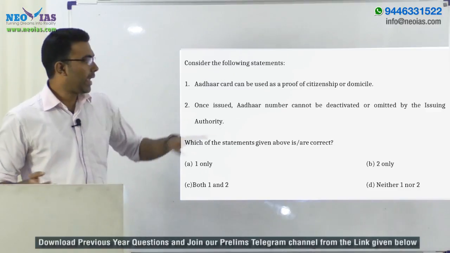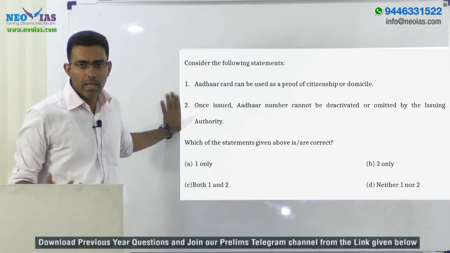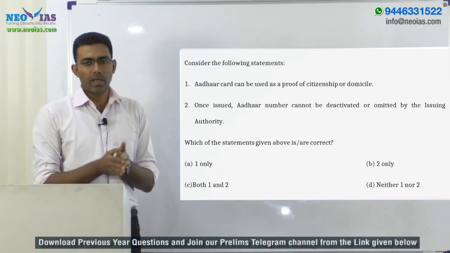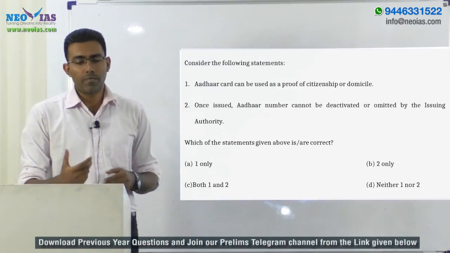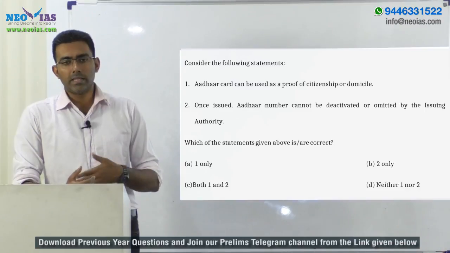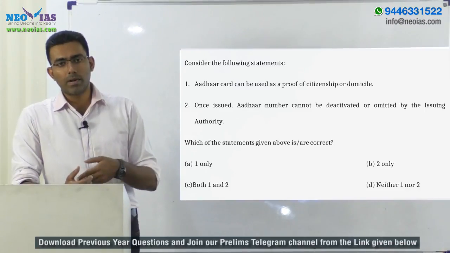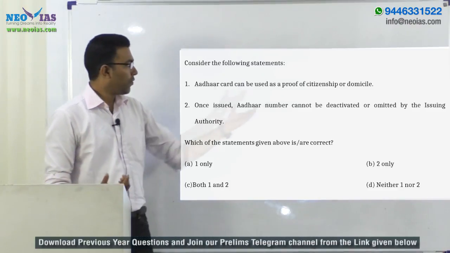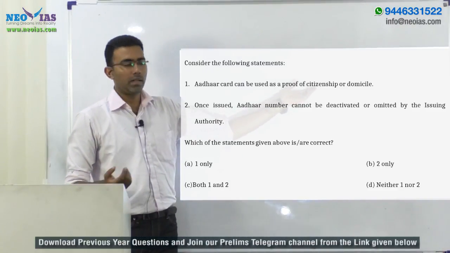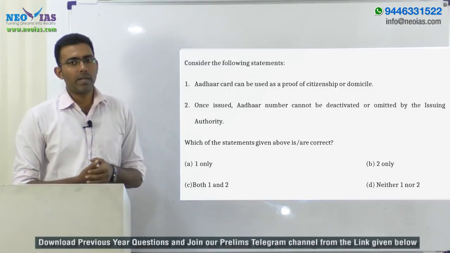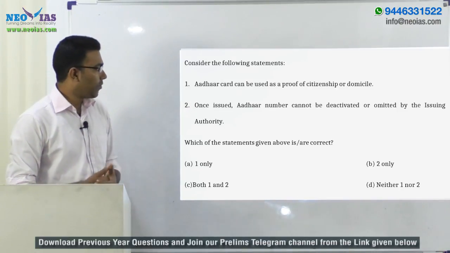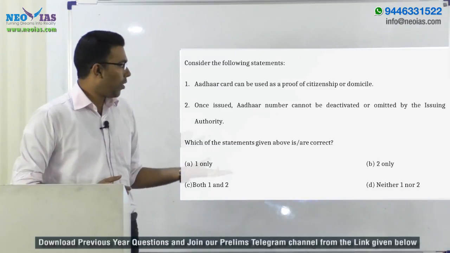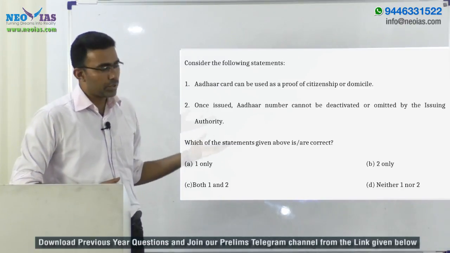So first statement, again Aadhaar card was consistently in the news. If you had gone through the newspaper, you would have seen the various courts' judgments saying that Aadhaar will not be accepted as a proof of citizenship. So if you knew that, you could have eliminated this particular citizenship criteria, and thereby you could have eliminated the first statement. Second statement, once issued, Aadhaar number cannot be deactivated or omitted by the issuing authority.